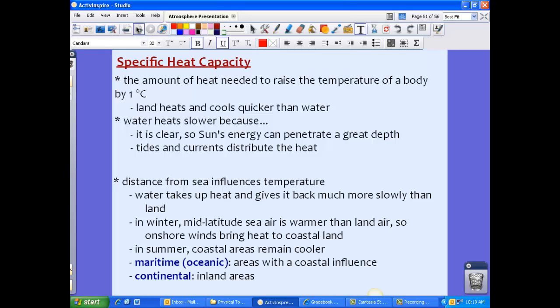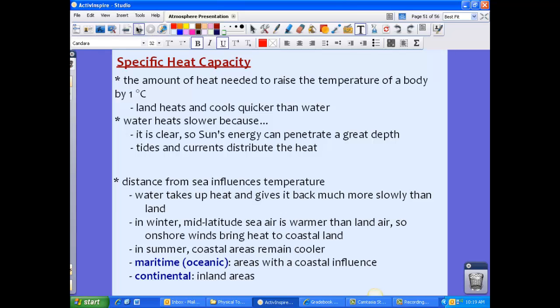The second reason explaining the variations in these temperatures and pressures is specific heat capacity. Now, specific heat, or heat capacity, is the amount of heat needed to raise the temperature of a body by 1 degree Celsius. So this means that it takes a lot of time for some things and not so much time for other things. It's just the amount of heat needed to raise that temperature. Now, land heats and cools quicker than water. Imagine yourself at the beach on a summer day. The sand is really hot, whereas the water is fairly cold, and that's because the water is still taking a lot of time to heat up.